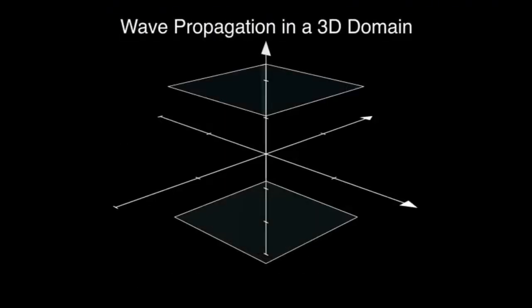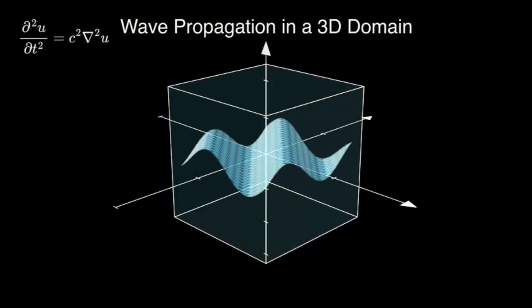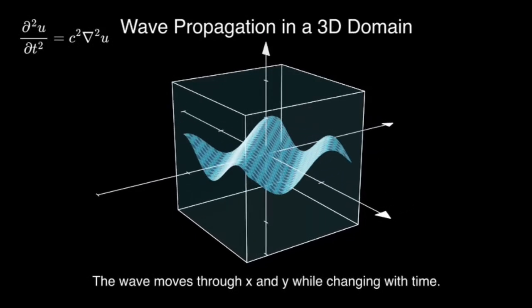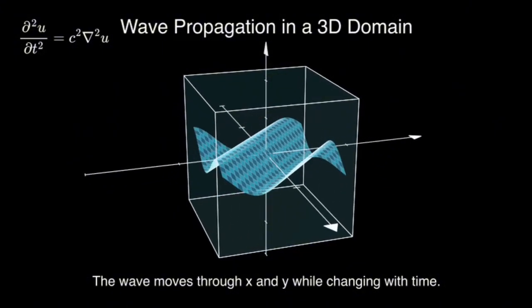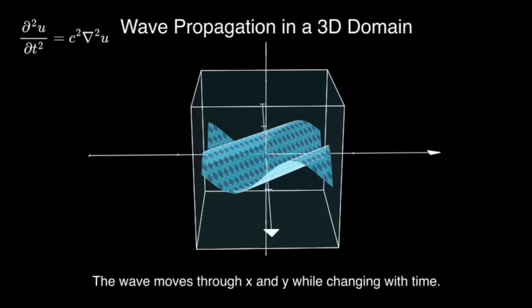Now, let's see the wave equation come to life. The blue surface represents the displacement of the wave as it evolves over time. Every point on the surface changes continuously. This motion is governed by the three-dimensional wave equation. The parameter c controls the speed of propagation. A larger value means the wave travels faster through the medium.